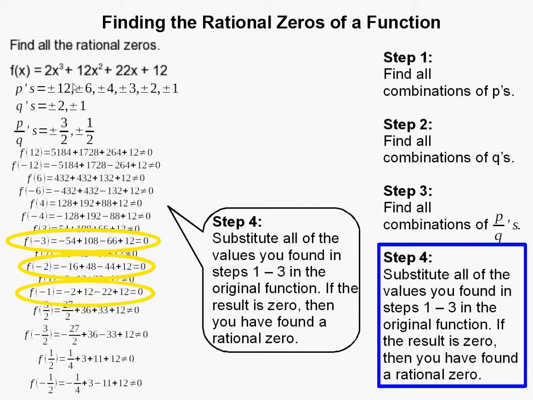So if you were to graph this function on a graphing calculator or some type of program, the graph would cross the x-axis at x equals negative 3, x equals negative 2, x equals negative 1. Alright, so that was one way to find the rational zeros. There are other ways. Alright, that completes our problem.